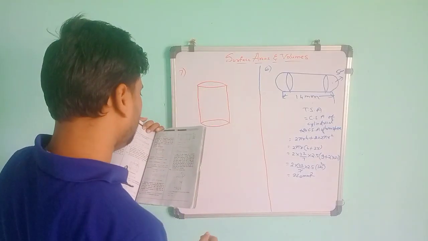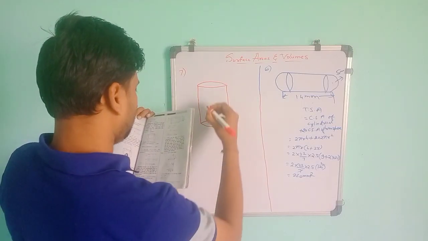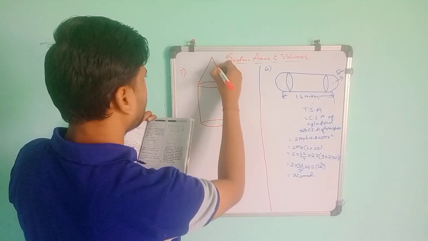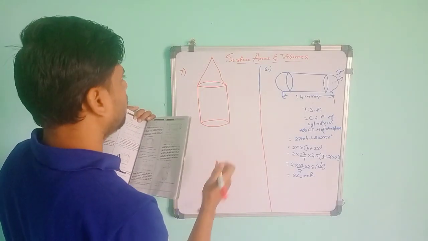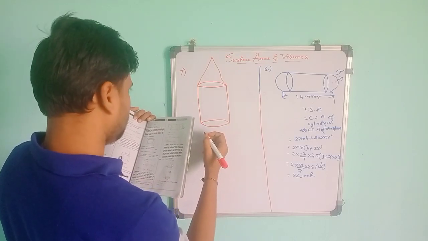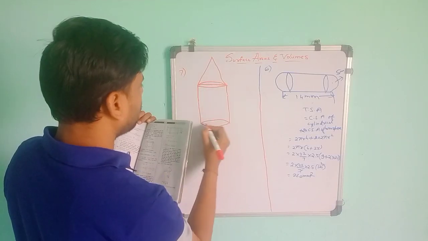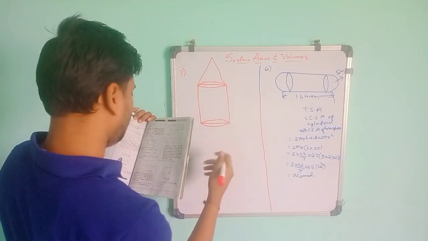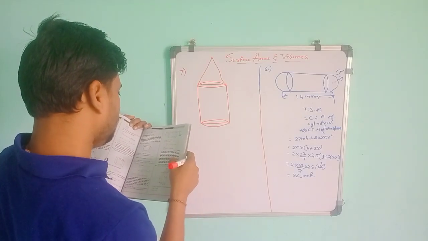In this one, the tent is a cylinder surmounted by a conical top. So the top will be a conical top, and this is the cylinder. In that, the given total height, they give the slant height.